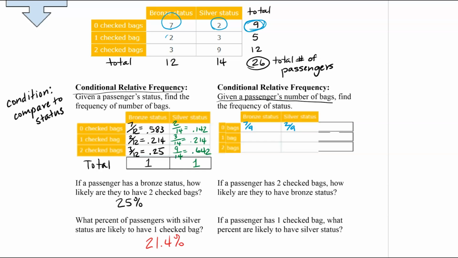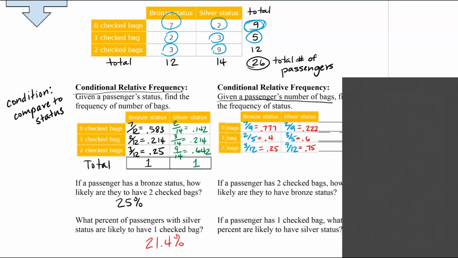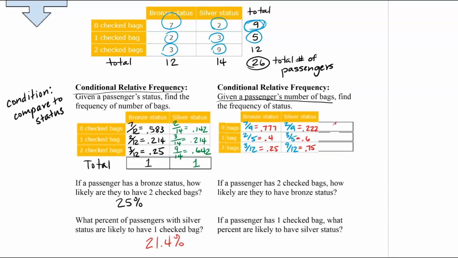So for 1 bag, the same thing. I'll take the 2 compared to 5, which is the total. I'll take the 3 compared to 5. And then in the third row, 3 compared to 12, and 9 compared to 12. Use your calculator to change those fractions to decimals, and you notice if you add the fractions across the row, 7/9 plus 2/9 is 9/9, which is 1. So these rows should all add up to be 1. If you're adding the decimals, then there might be a little rounding error, but it'll be 0.999 or 0.998 or something very close to 1.